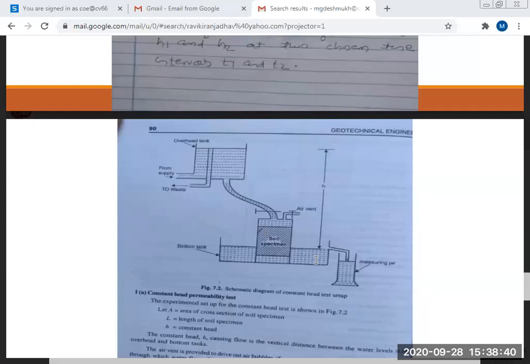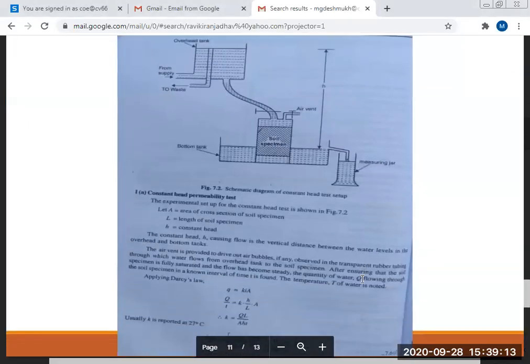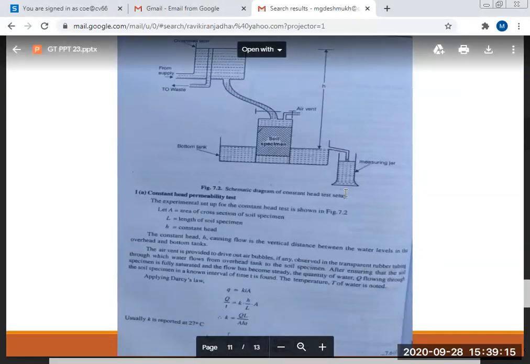Why is it called constant head permeability test in this sense? Because here the head of water, or height of water, is maintained constant. But in the case of the falling head permeability test, the head is changed. Once it will be H1 and then it will be H2: at a certain time T1, H1 will be there, and at a certain time T2, H2 will be there. This is the overhead tank, this is the soil specimen, this is height H, and this is the measuring jar. So the experimental setup is shown here.